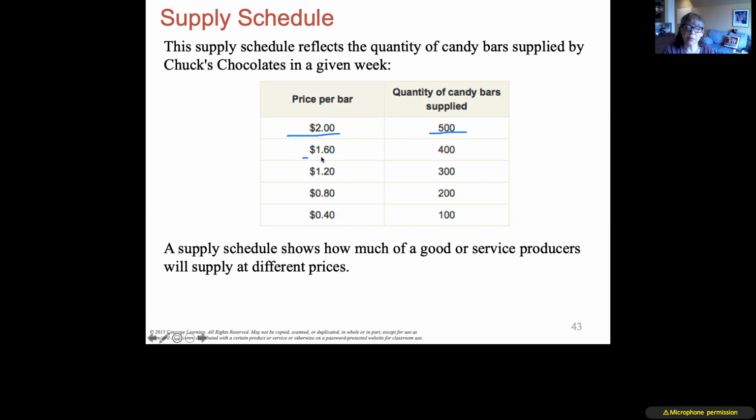If the price drops to $1.60, he's only willing to sell 400. If the price drops to $1.20, he's willing to sell 300. If the price drops to 80 cents, he's willing to sell 200. And as the price drops to 40 cents, he's willing to sell 100. So as the price goes down, the quantity supplied goes down. This is the supply schedule, very similar to the demand schedule, but now we are looking at suppliers, thus the supply schedule, whereas before we were looking at demand, which was consumers.